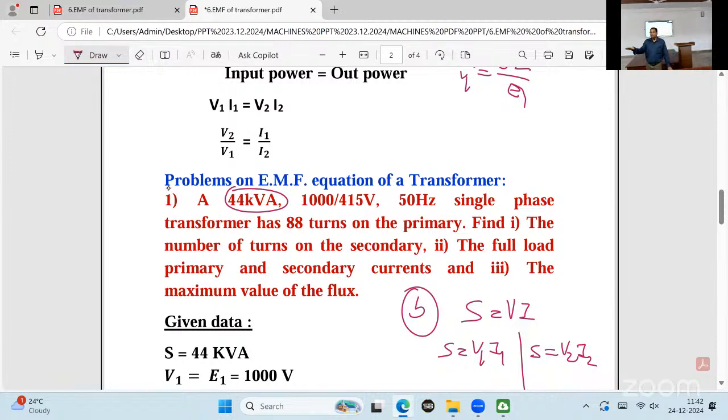Input power is equal to output power: V1 I1 is equal to V2 I2. We get a new formula: V2 by V1 is equal to I1 by I2. These are the formulas you have to remember to do the problem, otherwise you won't get the marks. The last problem, and then the transformer will be completed.